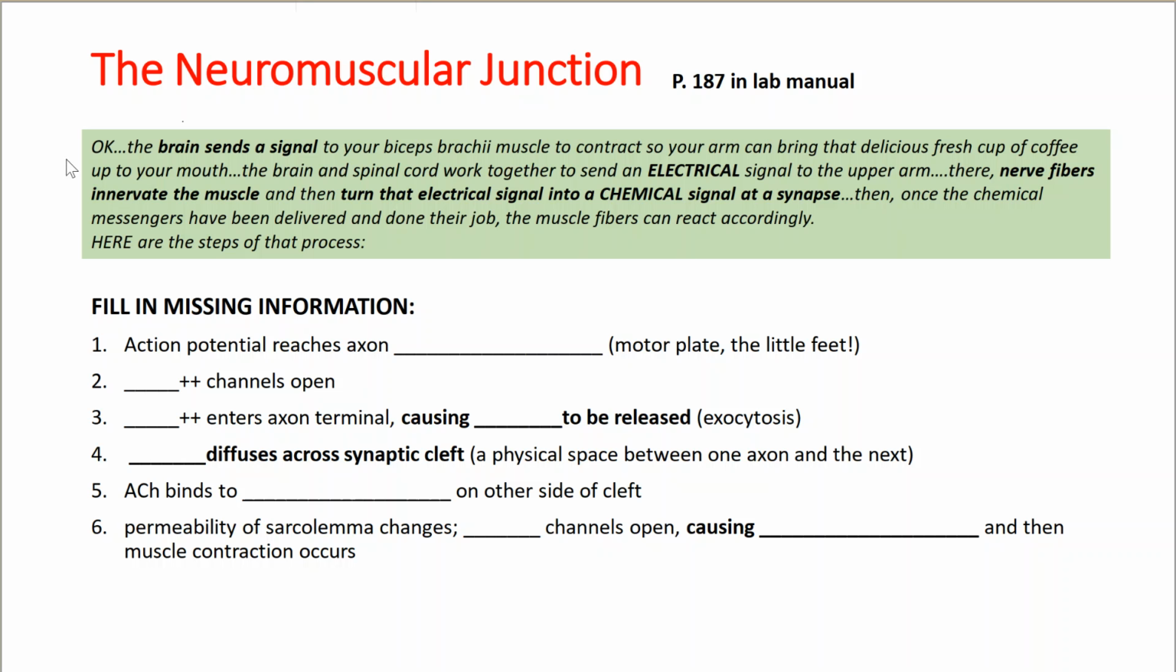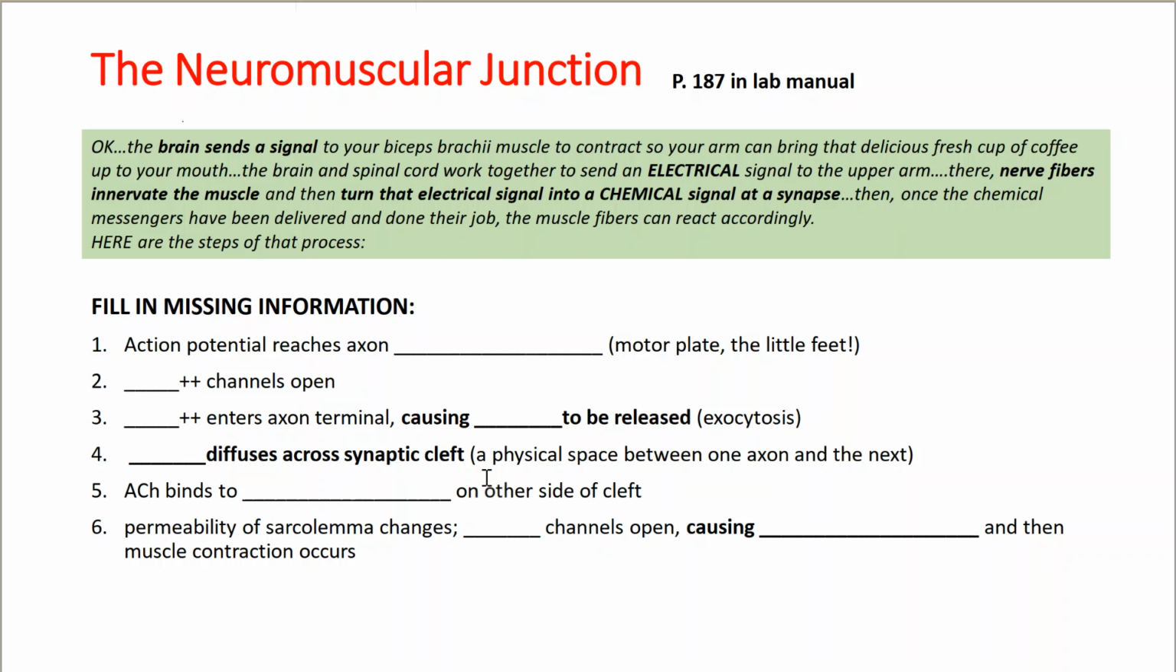The brain and spinal cord say, I want to drink coffee, and they work together to send an electrical signal to your upper arm. There, the nerve fibers of your nervous system innervate the muscle, and they turn that electrical signal into a chemical signal at a synapse. And then once that chemical signal does its job and delivers its chemical messengers across the synapse, then on the other side of that synapse, the muscle fibers can react accordingly. And so these are the steps that I want you to know.